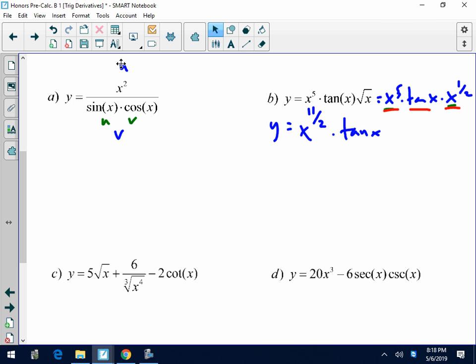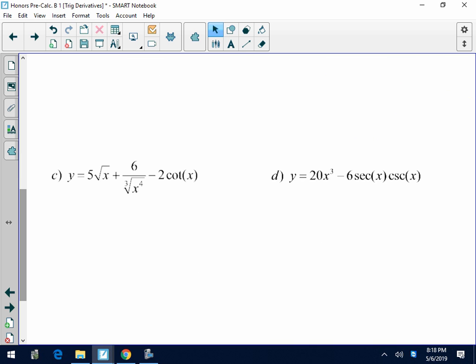So next right here we have our c as y equals 5 times the square root of x plus 6 divided by the cubed root of x to the 4th minus 2 times cotan x. And right here, of course, we're going to rewrite this before we take the derivative. And then right here with d, we have 20 times x cubed minus 6 secant x cosecant x.